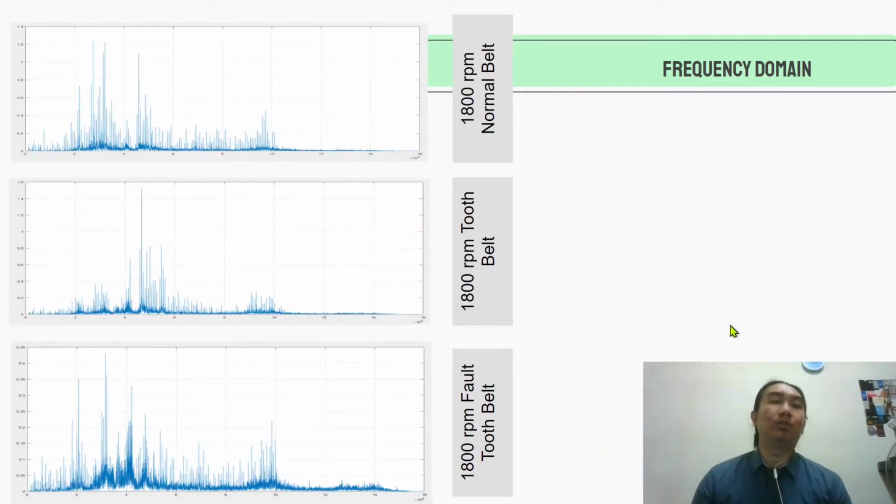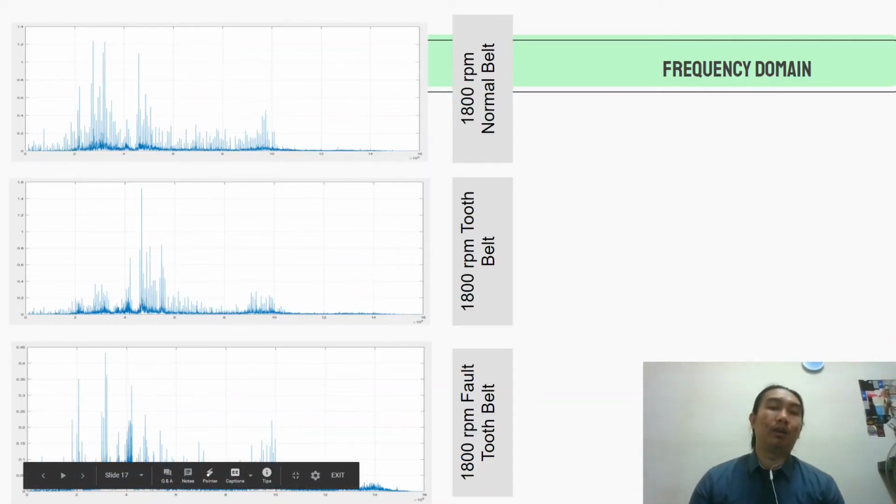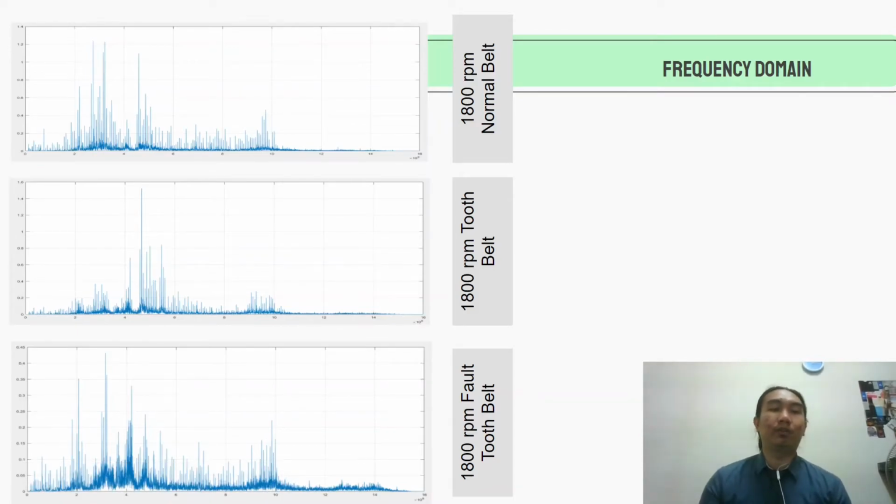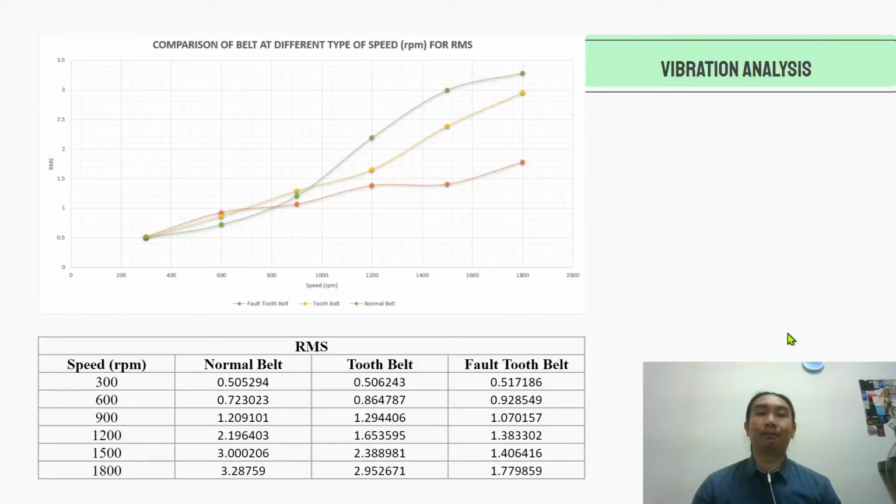And we move on to the frequency domain, where we can clearly see the amplitude spiking at early frequency for the normal belt, and then for the tooth belt. We can differentiate the fault tooth belt, where the spike of the amplitude is much higher than both the normal belt and tooth belt at 1800 RPM. And then we move on to vibration analysis, which is for RMS.